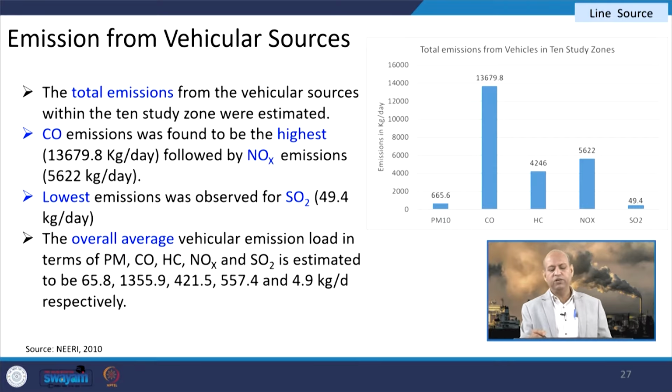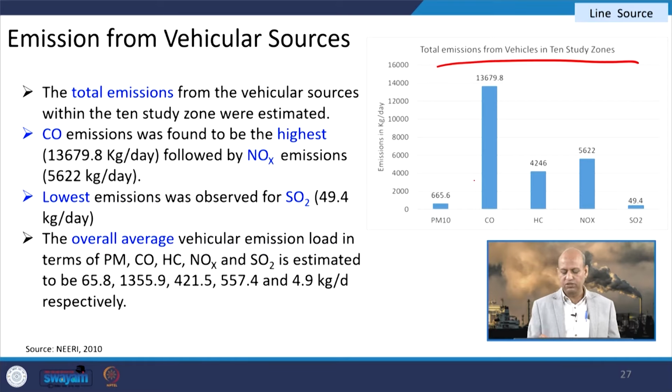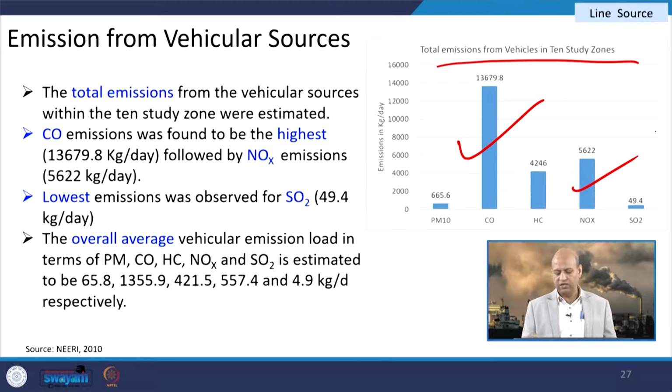So you can see how many categories there are of the vehicles plus which pollutants, like PM10, CO, hydrocarbon, NOx. So for total emissions of the vehicles in 10 study zones, if you see, the maximum emissions are of CO, carbon monoxide, and then second is NOx, and then hydrocarbons. Naturally from vehicular categories these kinds of emissions are more, basically.